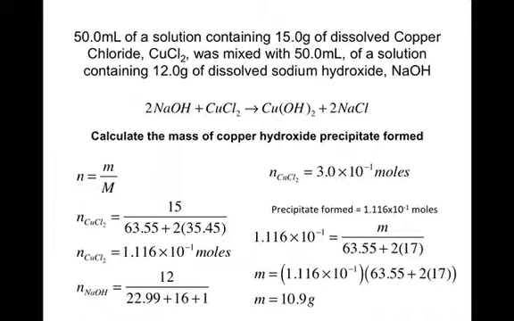And I just noticed a mistake, that there should be NaOH. I apologize for that. And then from that, we can actually substitute in the number of moles that we found from our limiting reagent, and then we can substitute in the molar mass of the copper hydroxide. Again, it's a precipitate, so we're looking at a solid. So we rearrange the equation to find the mass, and we find that the mass of the copper hydroxide precipitate is going to be equal to 10.9 grams.